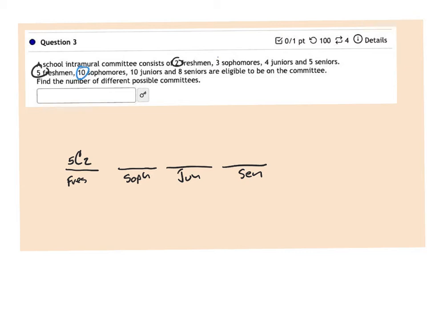For sophomores, I have 10, and I choose 3. For juniors, I have 10, and I choose 4. And then for seniors, I have 8, and I want to choose 5. So you're going to have to do each one of these in your calculator. You could do them all at once and multiply.